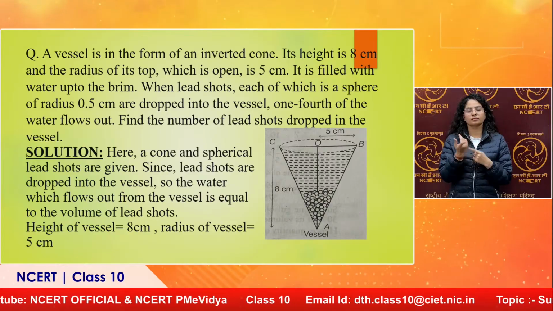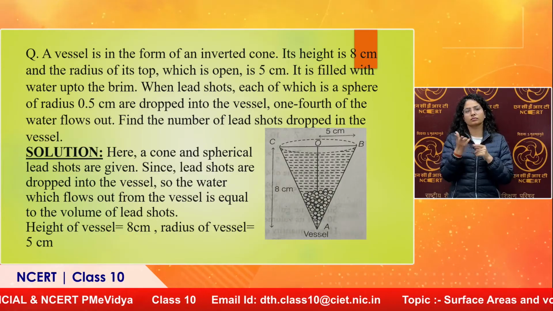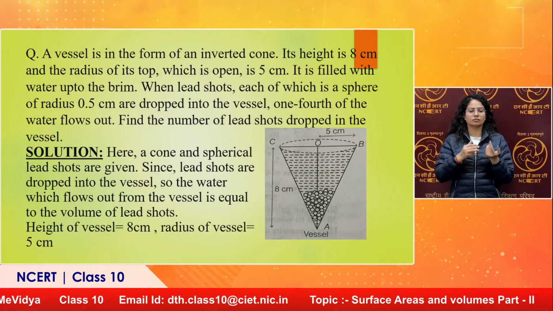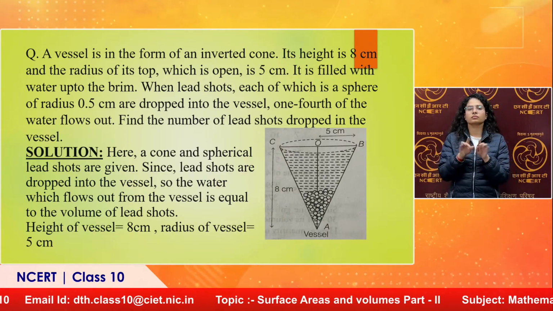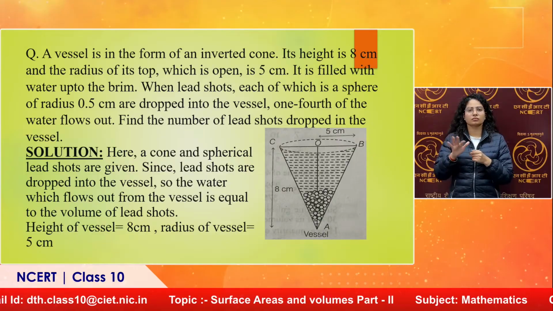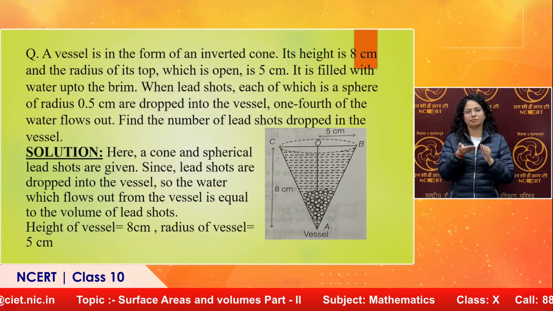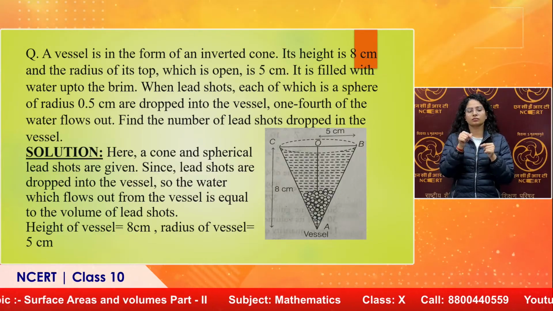Okay. Here comes another interesting question, children, and it is very important also. A vessel is in the form of an inverted cone. Its height is 8 centimeters and the radius of its top, which is open, is 5 centimeters. It is filled with water up to the brim. When lead shots, each of which is a sphere of radius 0.5 centimeters, are dropped into the vessel, 1/4 of the water flows out. Okay. You need to understand the concept here. Find the number of lead shots dropped in the vessel.